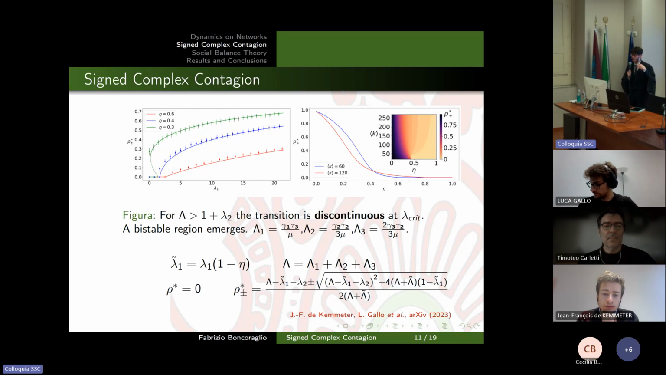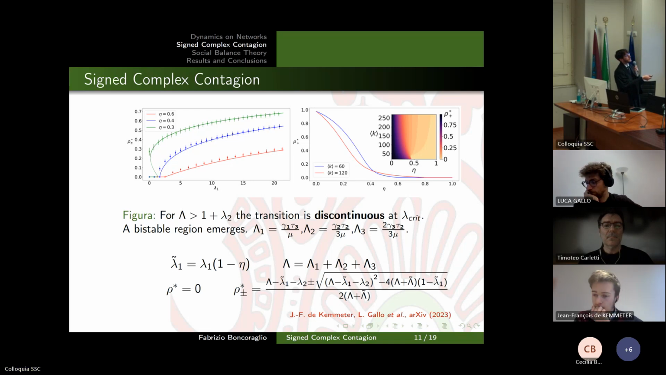And on the other side, we have different possibilities, actually. In every case for lambda tilde larger than 1, one of these two stationary solutions, rho star plus or minus, rho star plus will always be present, while what happens is that for big lambda, so the sum of the infectivities over the triangles, over the group interaction, the three-body interactions, is larger than 1 plus lambda 2, a new region emerges with respect to the case of the SIS model.